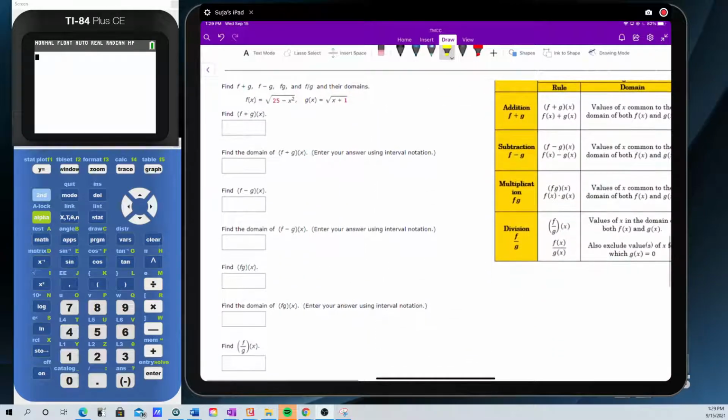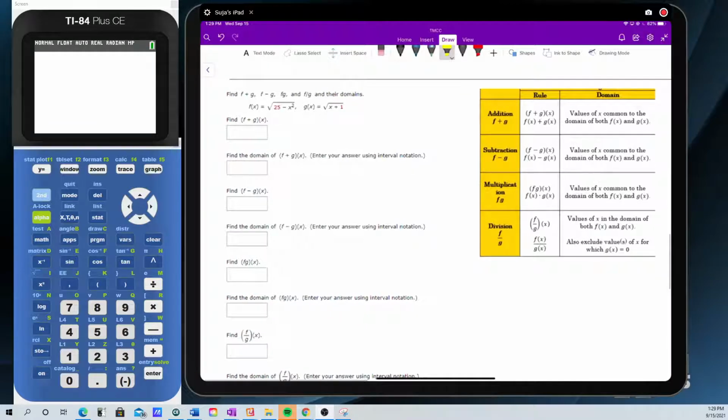In the next problem, we are doing the same thing, but in this case, it is asking for an additional thing, which is the domain of the sum function and the subtraction, multiplication, and division. So I did put a little box on the right where you can see how the domains are found. For addition, subtraction, multiplication, the values that are common to both f of x and g of x. But when it comes to division, we have to make sure that if the denominator has any restricted value, you exclude that value from the domain, in addition to values that are common between f of x and g of x.